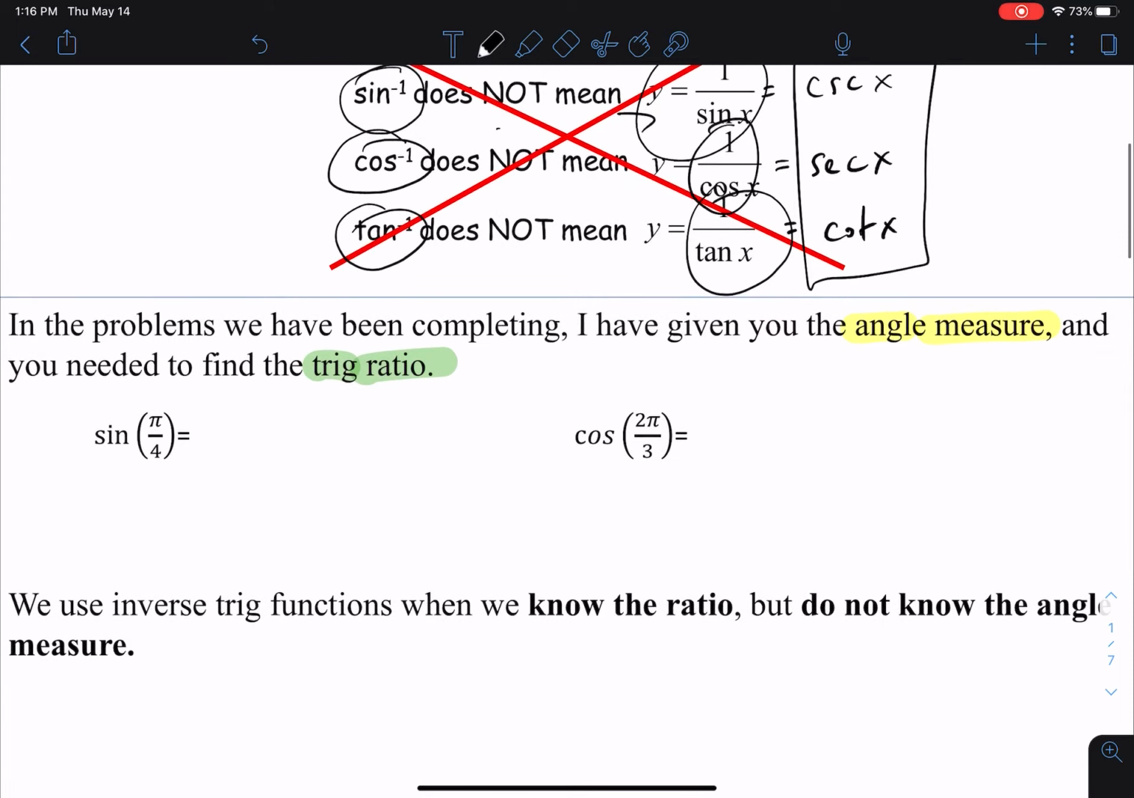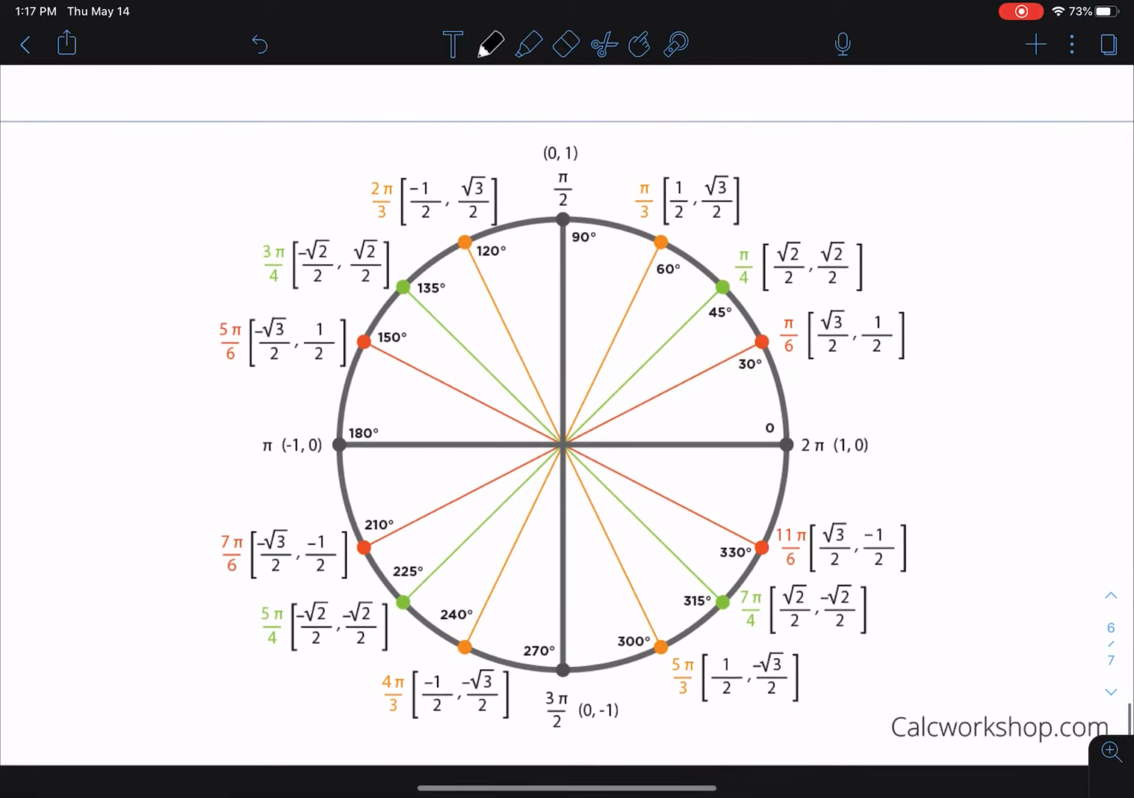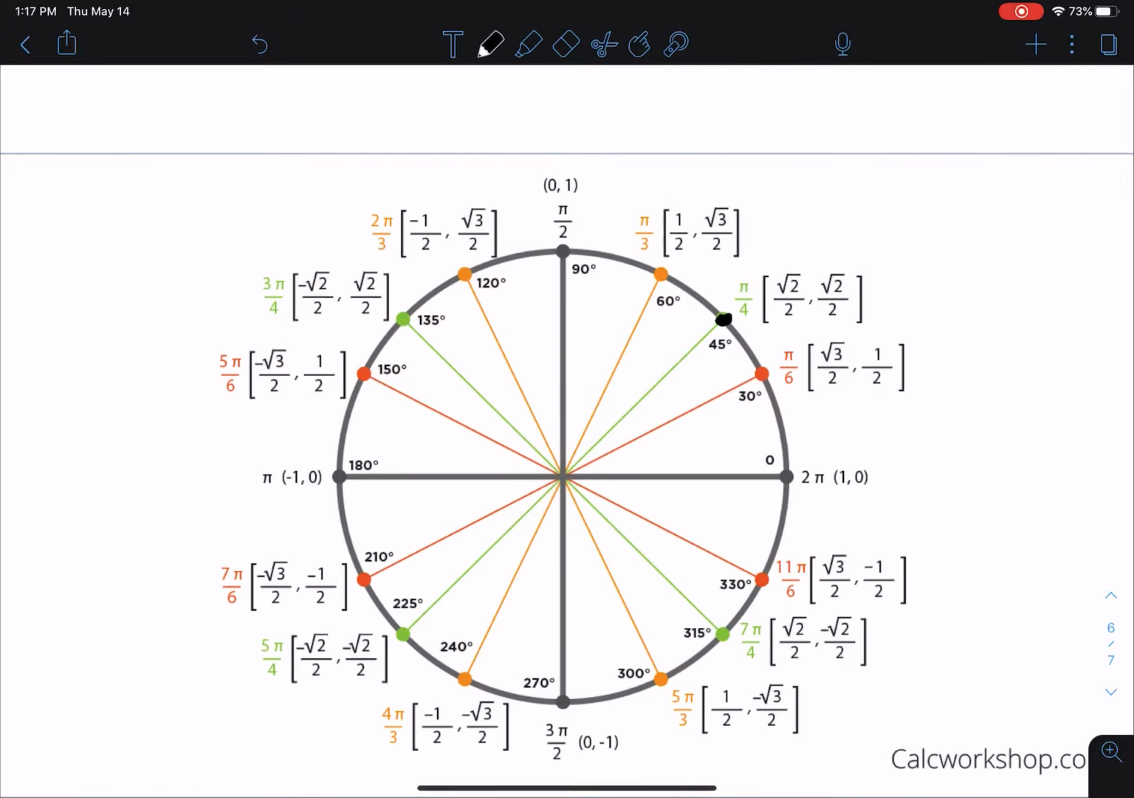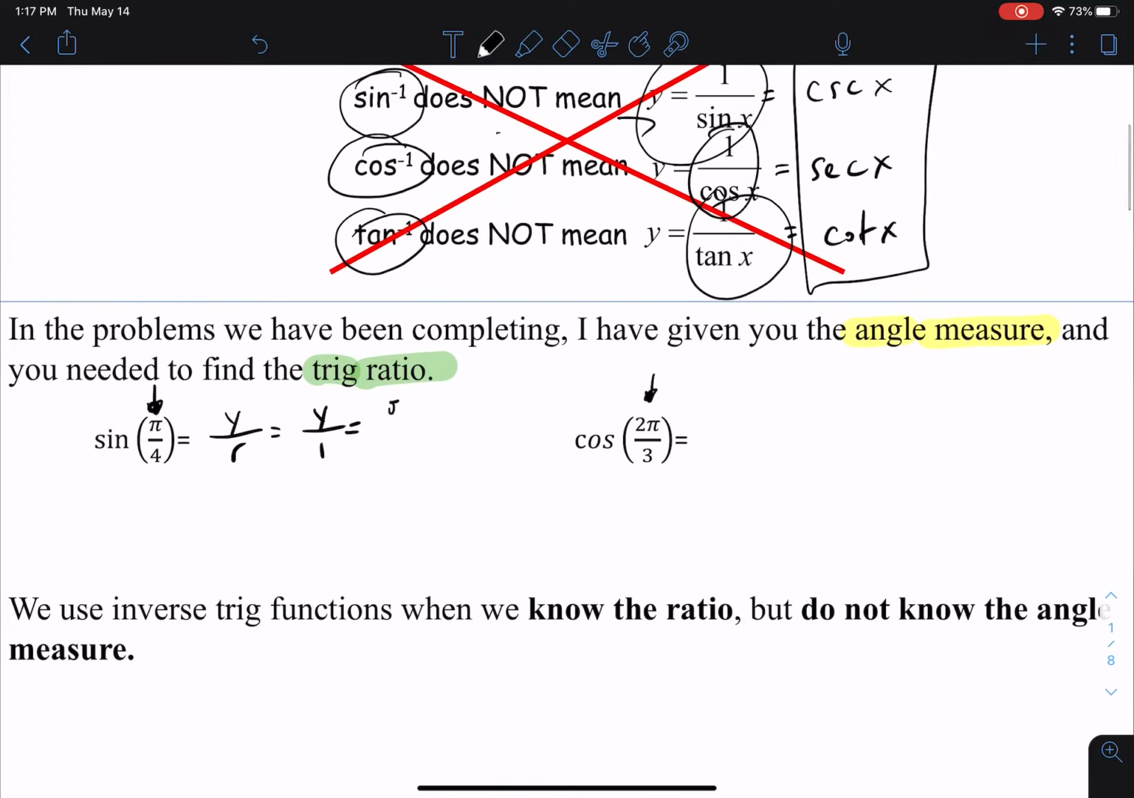Okay, so far, in the problems you've been doing, I've always given you the angle measure. So kind of like this: I said sine of this angle. And then you go to the unit circle, and we know sine is y over radius, or on the unit circle, it's y over 1. So we would go down to the unit circle, and I believe it's pi over 4. Y is square root of 2 over 2, so we would say square root of 2 over 2.